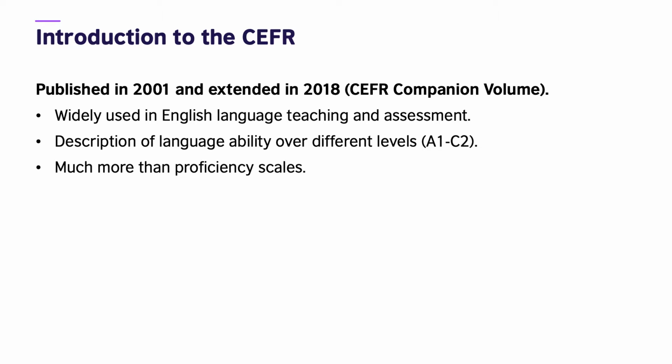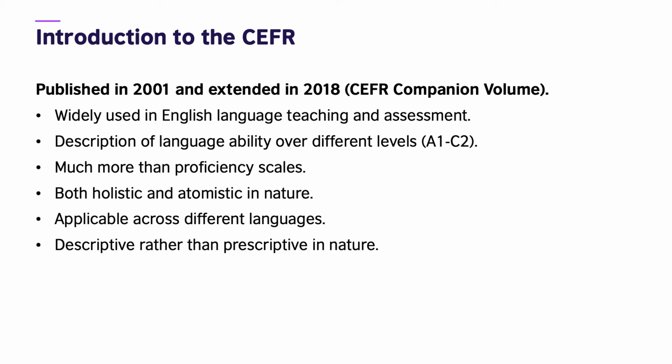It provides a description of language ability across different levels from beginner to proficiency. However, it is much more than just a set of proficiency scales. It focuses on what candidates are typically able to do according to different skills, contexts, and ability levels. It provides both holistic scales, that is, language competency at a generic and overarching level, and atomistic scales, that is, focusing on ability according to different skills, such as reading or writing, or sub-skills, such as fluency or pronunciation, or other non-linguistic features of communicative competence, such as pragmatic competence or interactive ability.